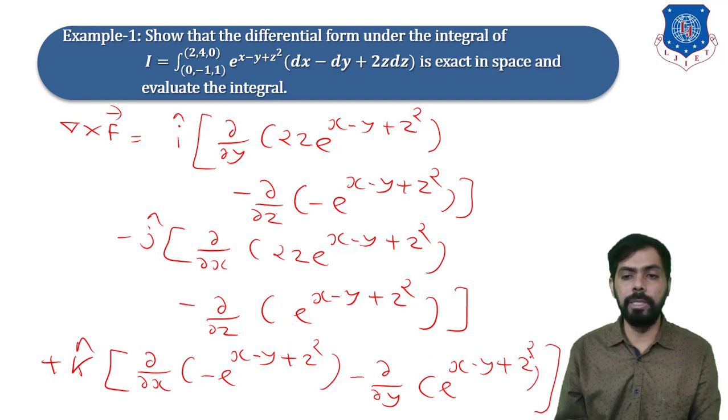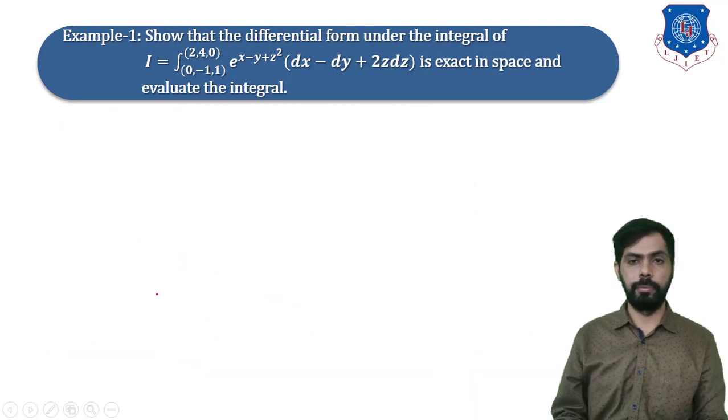Now if we take partial differentiation of this function with respect to y, then it will be e raised to x minus y plus z square into minus 1, because the derivative of minus y will be minus 1 and x and z are constant, so the derivative of x and z will be 0.